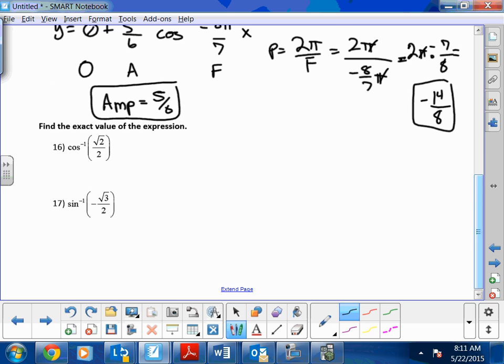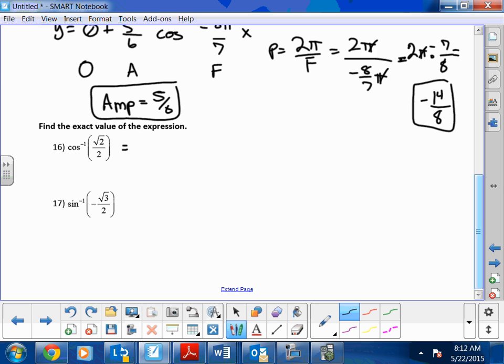Now let's find the exact value of this expression. Now they're asking you to go ahead and take the cosine inverse of square root of 2 over 2. When you do these, you have to realize that the inverse of these only exists in certain quadrants. Like cosines only exist in quadrants 1 and 2. So everything else does not exist. Now, with that in mind, that means that this limits you to quadrant 1.